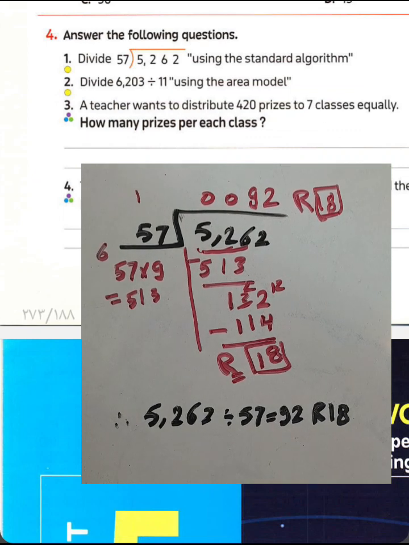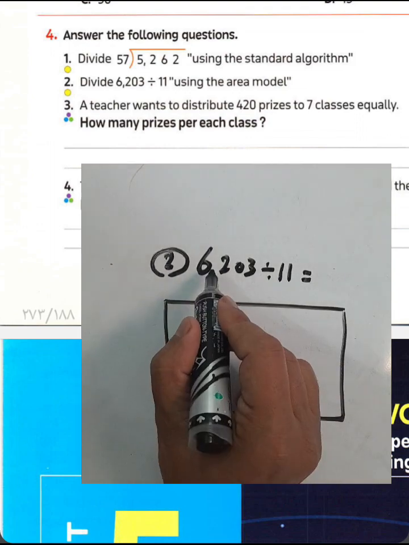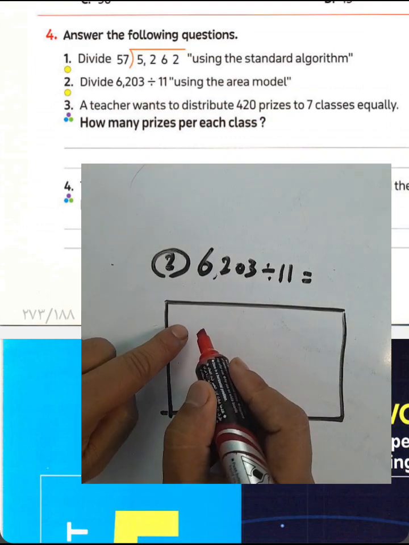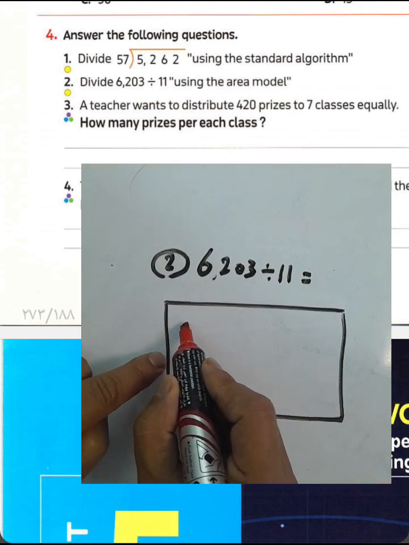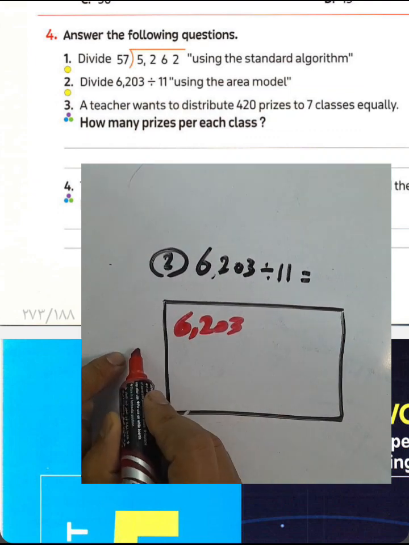Okay, look at this example here. We want to use the area model to find the result of 6203 divided by 11. First step here, you must write the dividend in this part. Write 6203 here and the divisor here.